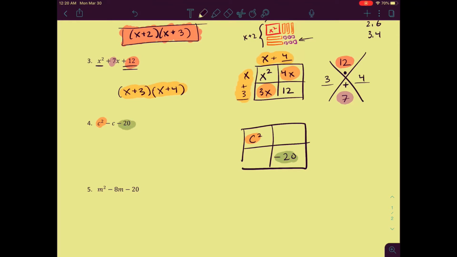From here, I want to figure out what goes here and what goes here. And the way we're going to do that is by creating another X. I know the top number is going to be my product and my bottom number is going to be my sum. And once again, to figure out that top number, it's just going to be my constant.